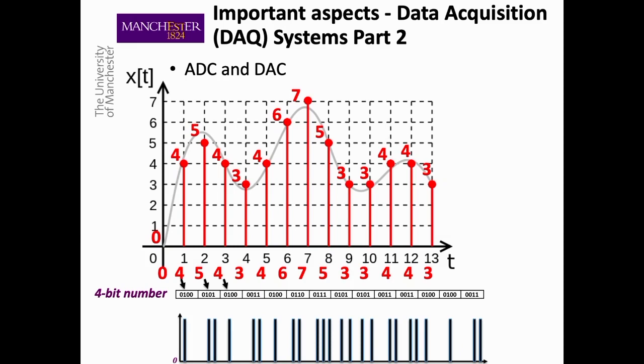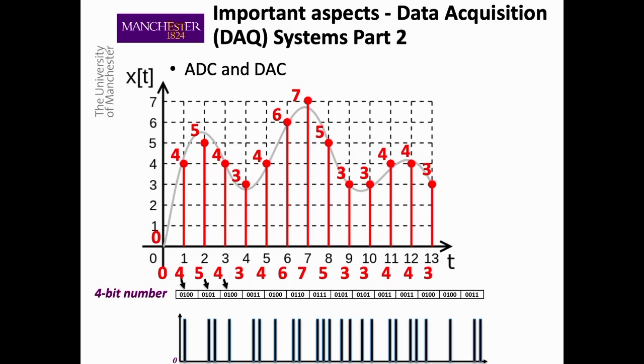The grey line that you can see there is a continuous time signal. At any point in time, you can pick any fraction, such as 1.37495 seconds. You could go along to that point, go up, and read what that value was. So it's what we call a continuous time signal.